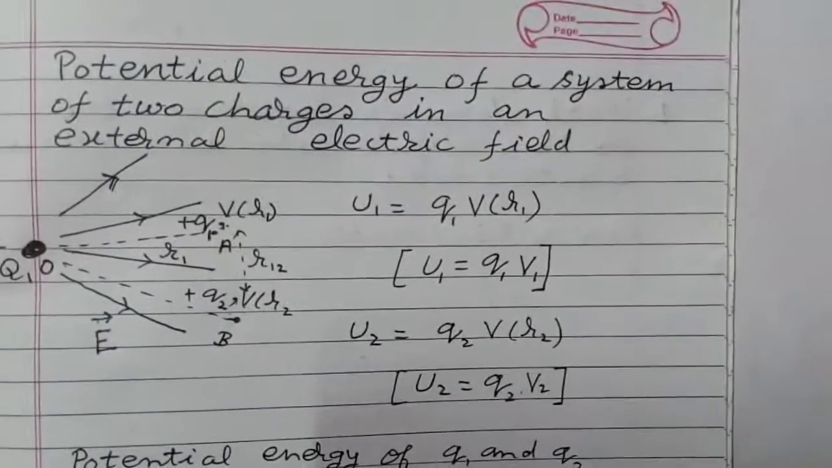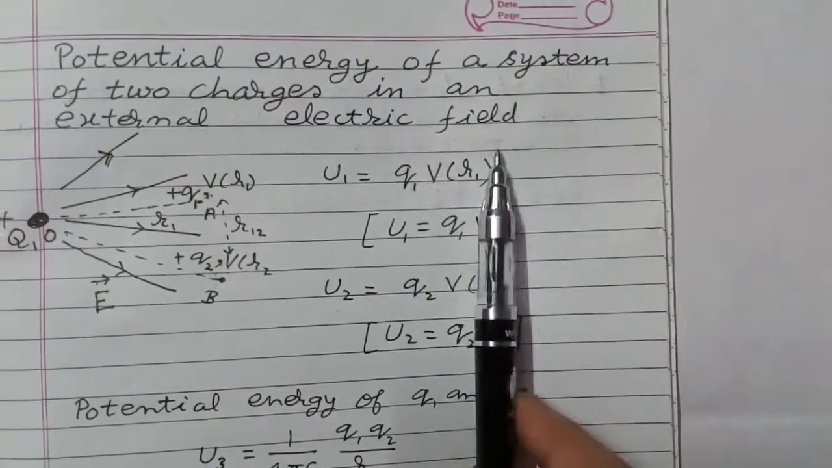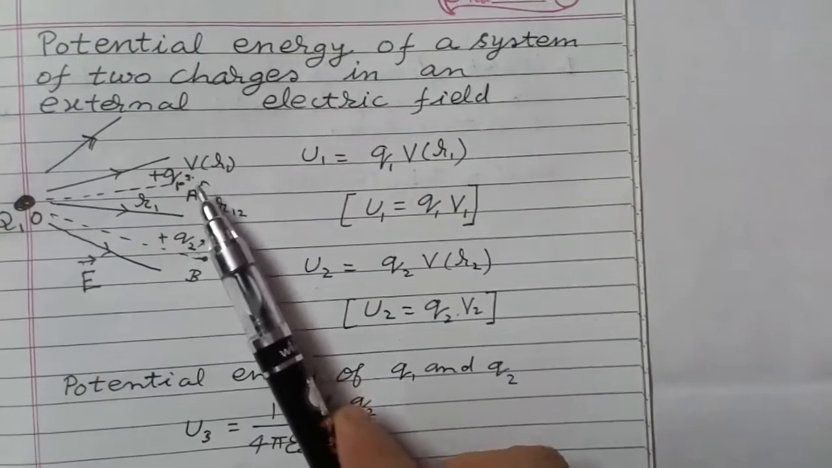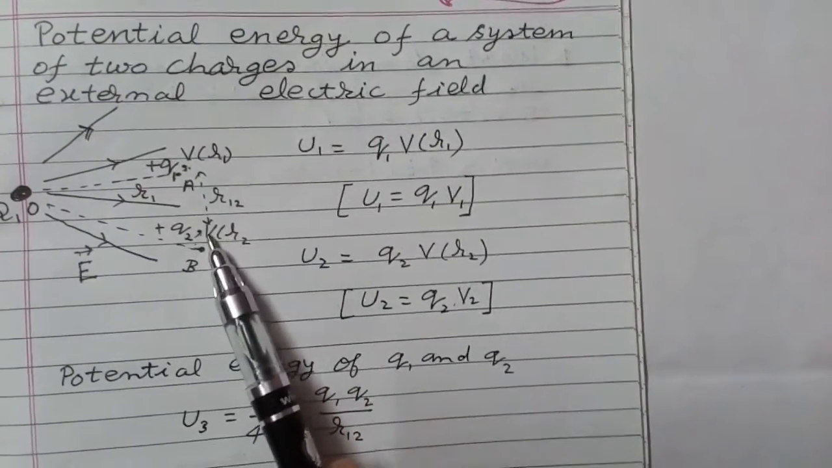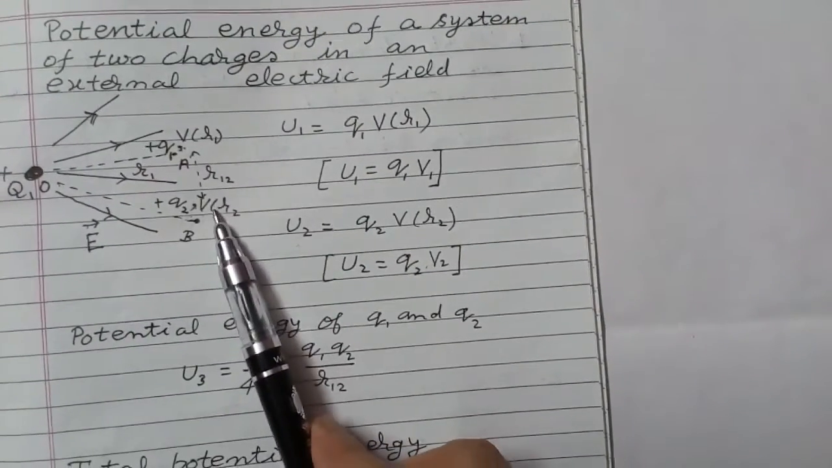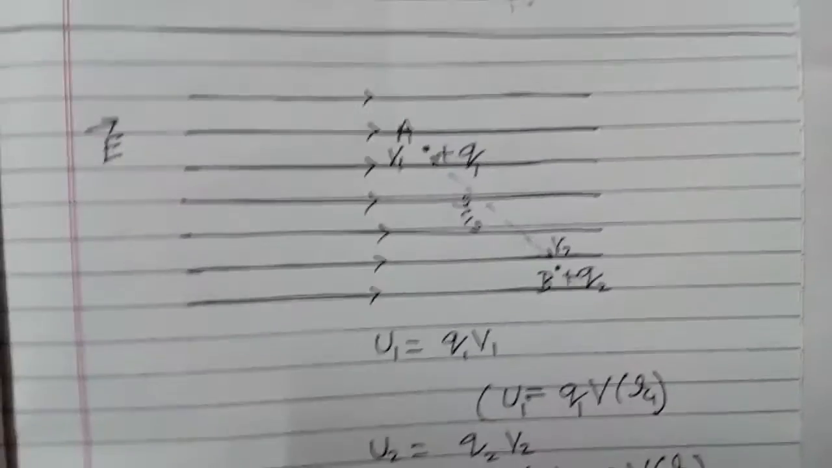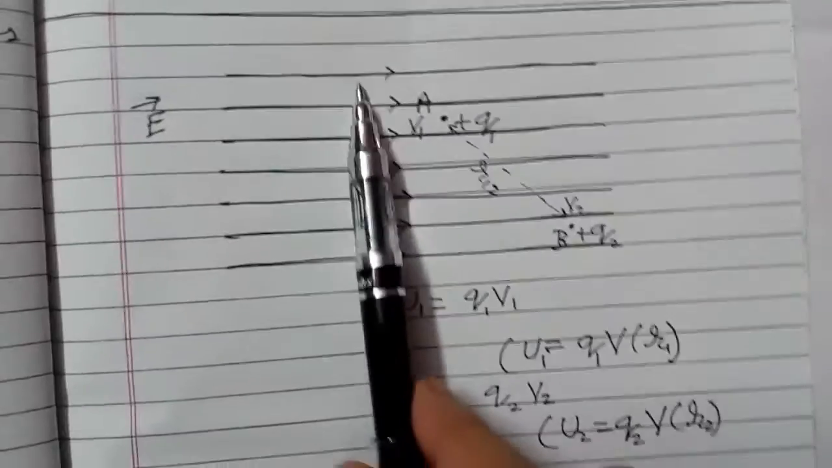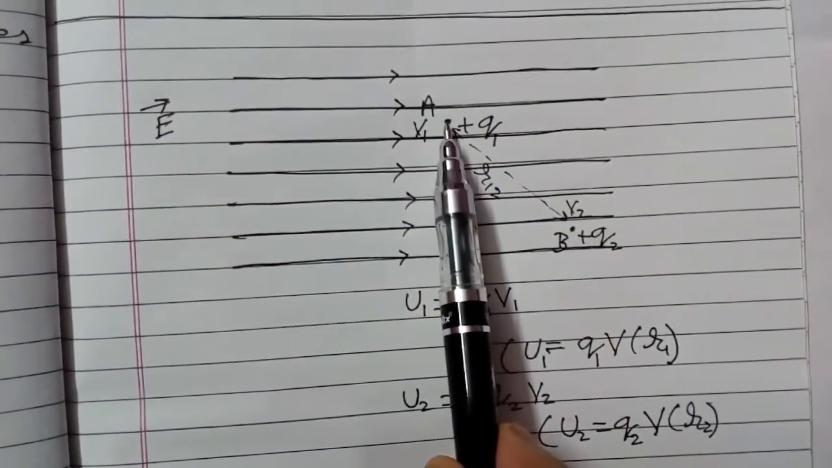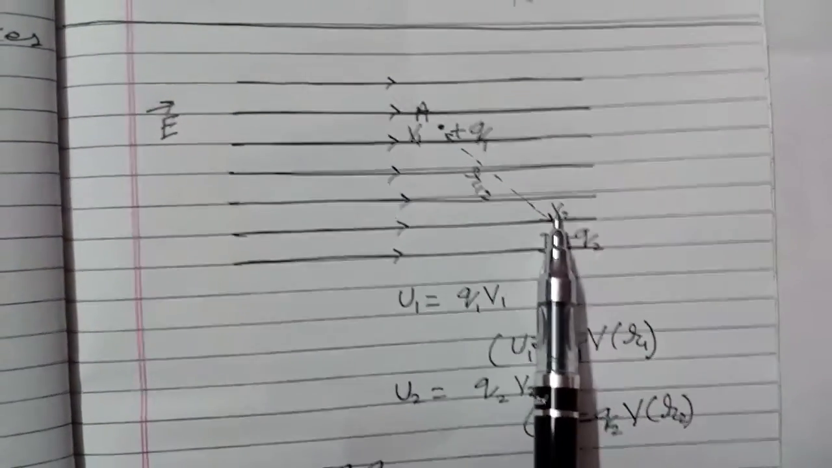Now potential energy of a system of two charges in an external electric field. Suppose we have a system of two charges and distance between the charges is r12. One charge is plus q1, and other charge is plus q2. Then what will be total potential energy of this 2-point charge system in external electric field? Suppose this is a uniform electric field, capital E, and potential at point A in this field is V1, potential at point B in this field is V2.